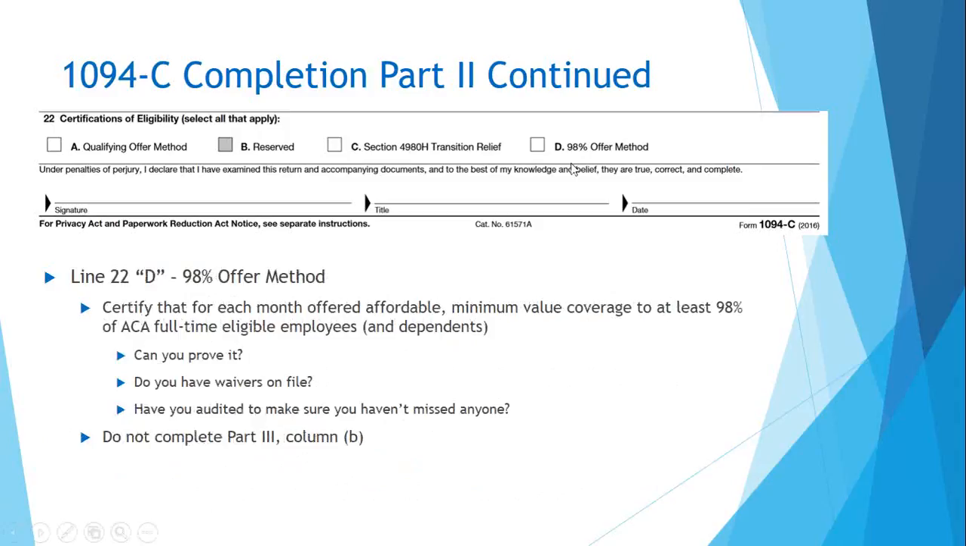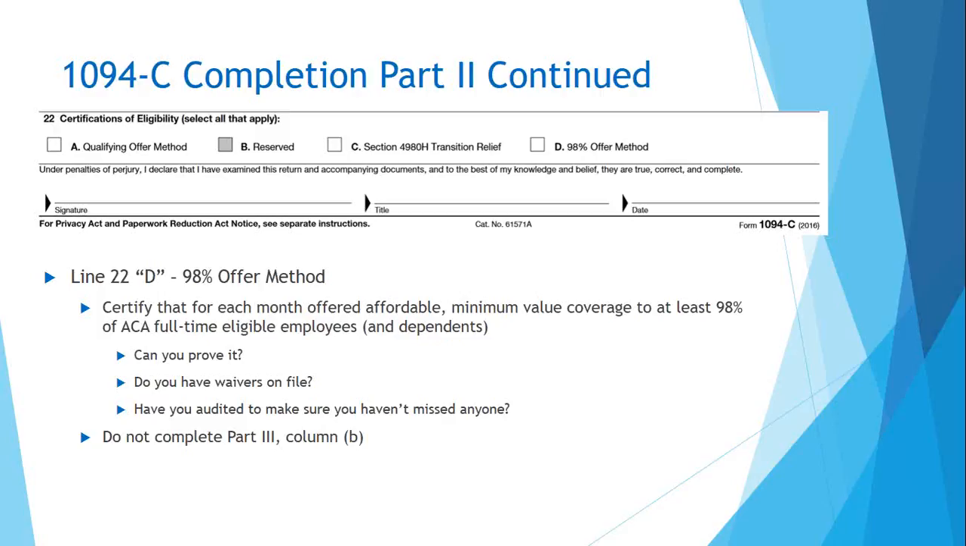Box D is the 98% offer method. So in order to check this box, what you need to do is certify that for each month out of the calendar year, you offered affordable minimum value coverage to at least 98% of your ACA full-time eligible employees and their dependents. In the last webinar that I did earlier this morning, we went through what an ACA full-time eligible employee is. So to relieve yourself from the penalty, you need to offer it to at least 95% of your ACA full-time eligible employees. To check this box, box D, it's 98%.